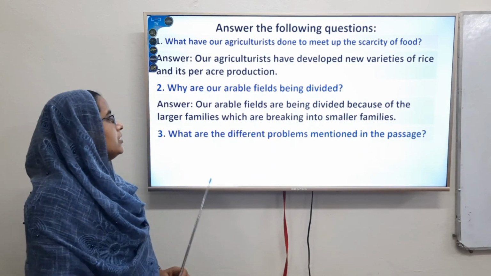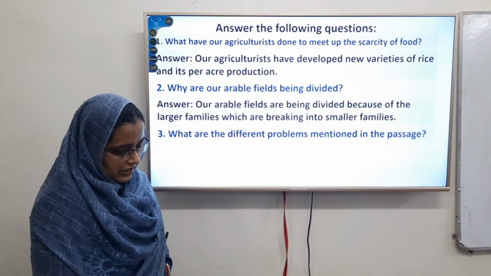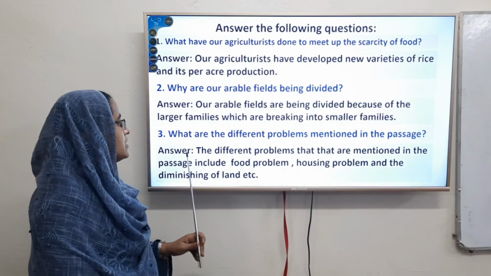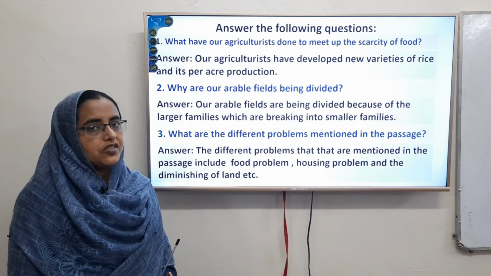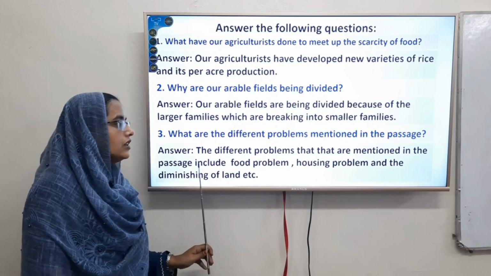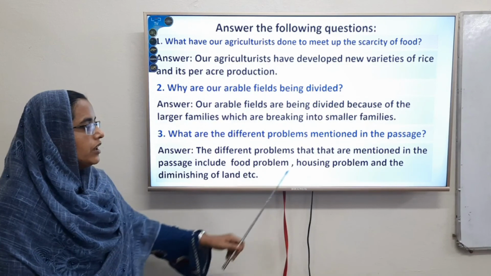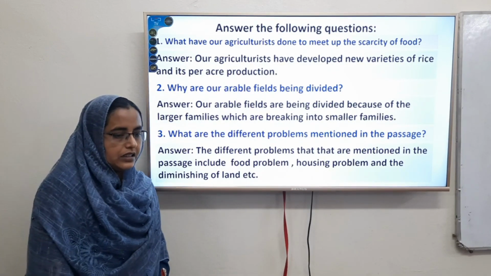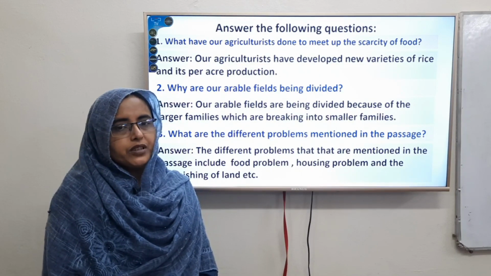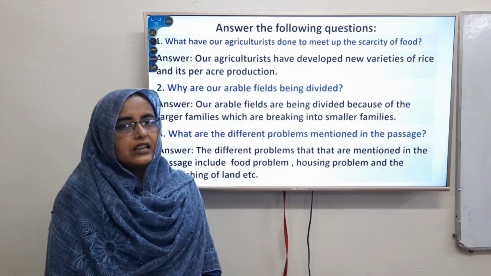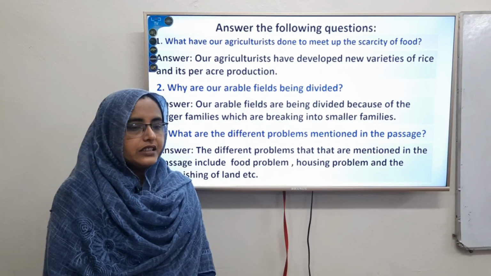And here is another question, last but not least, what are the different problems mentioned in the passage? The different problems mentioned in the passage are, of course, food problem, housing problem and diminishing of the lands in our country. So hope you have got the idea or information about the problems of our country, and we should try our best to reduce the problems we are facing day by day.